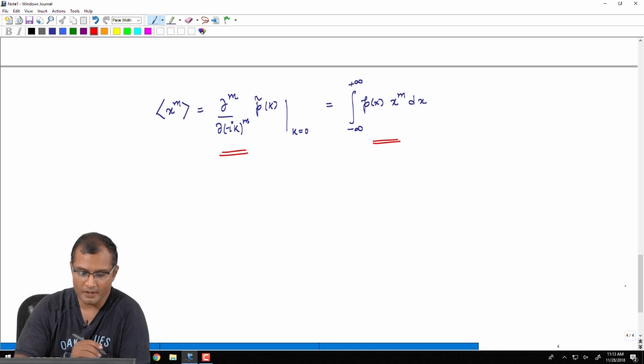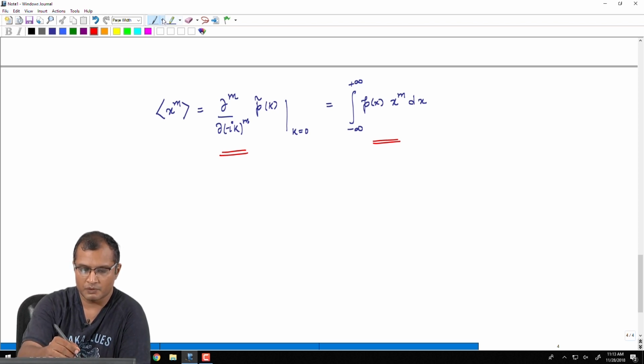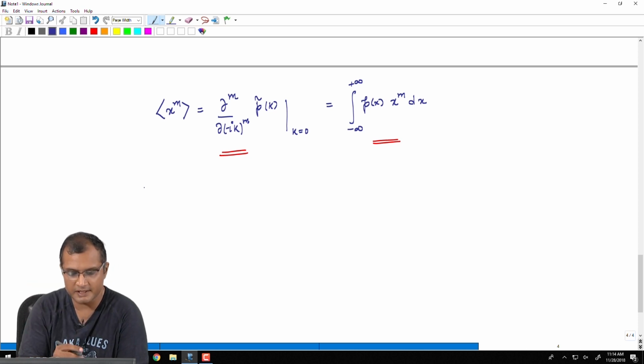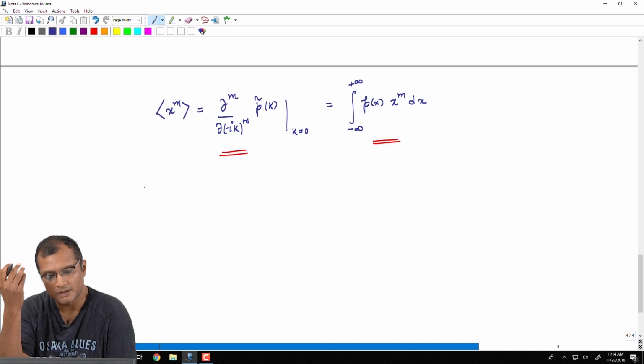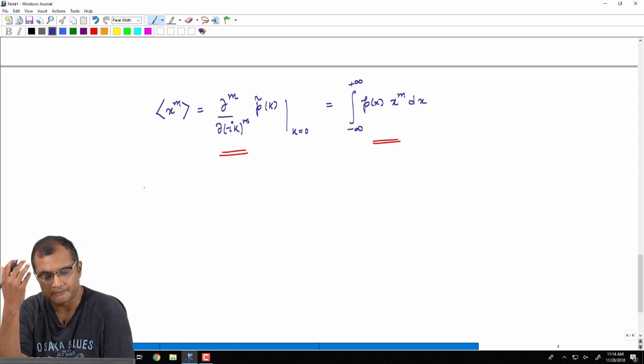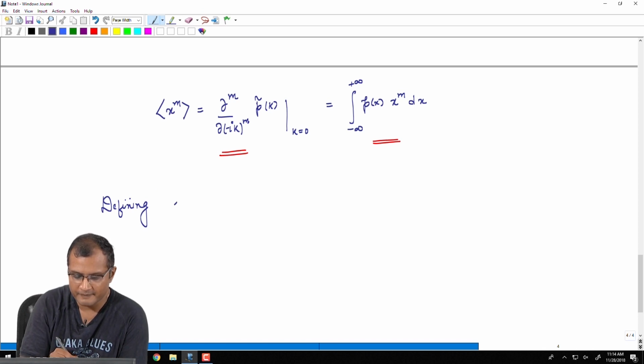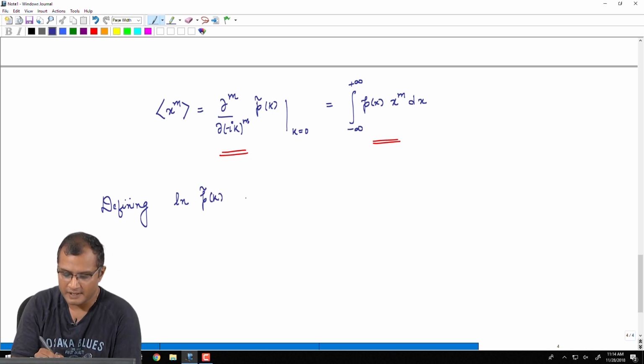Now, one can also generate cumulants. Cumulants are important objects, and they are connected with the correlations in random variables, and I'll just give a definition of the logarithm of the characteristic function as the generator.